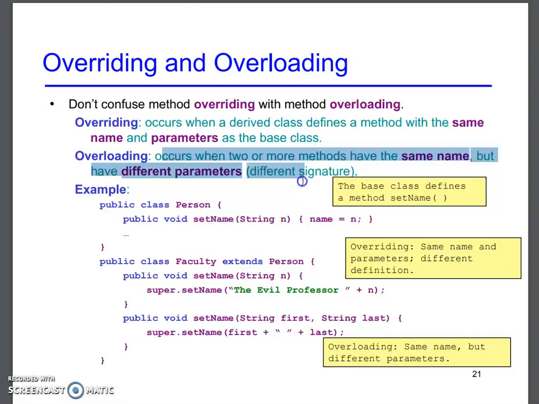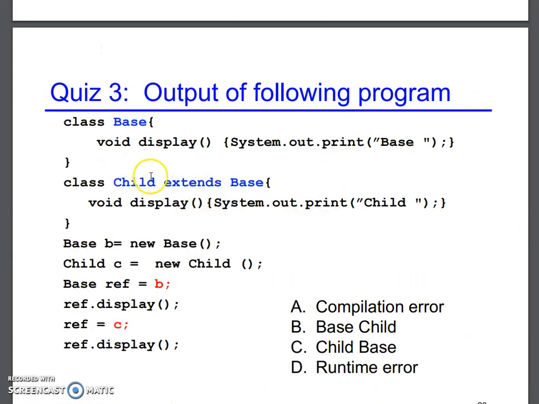Overloading occurs when two or more methods have the same name but have different parameters. They also have to have the same signature, right? So they have to return the same thing. Whereas overriding occurs when a derived class defines a method with the same name and parameters as the base class. So here's a small little pop quiz.